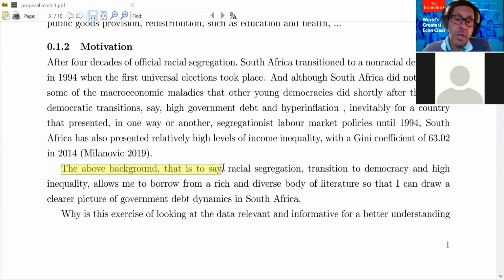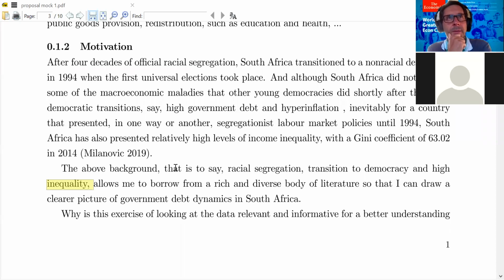The above background, that is to say, racial segregation. Now we put everything together, right? Racial segregation, transition to democracy, and high inequality allows me to borrow from a rich and diverse body of literature so that I can draw a clearer picture of government debt dynamics in South Africa. Because folks, what usually is done is people just use growth and inflation or macroeconomic performance to understand debt dynamics in South Africa. But that gives you some idea, but it doesn't give you the nuances, right?